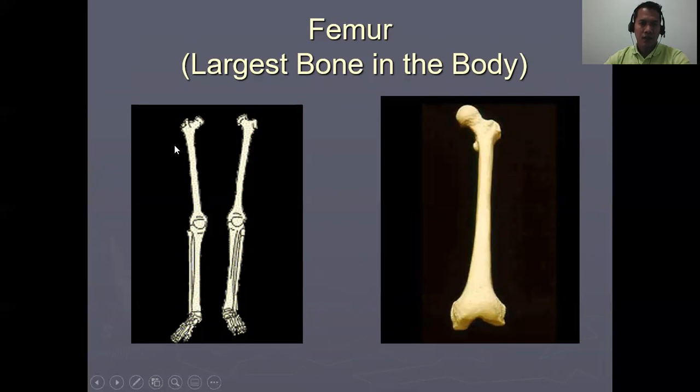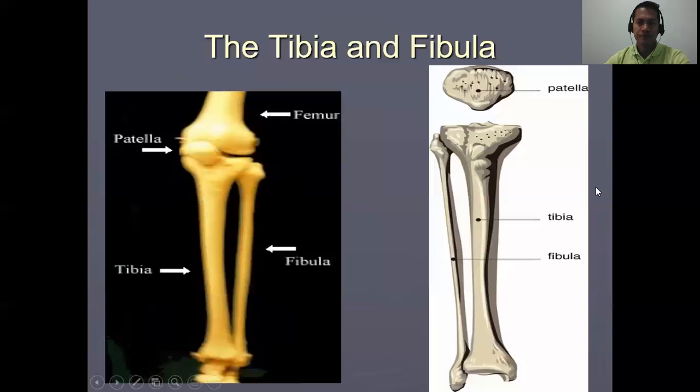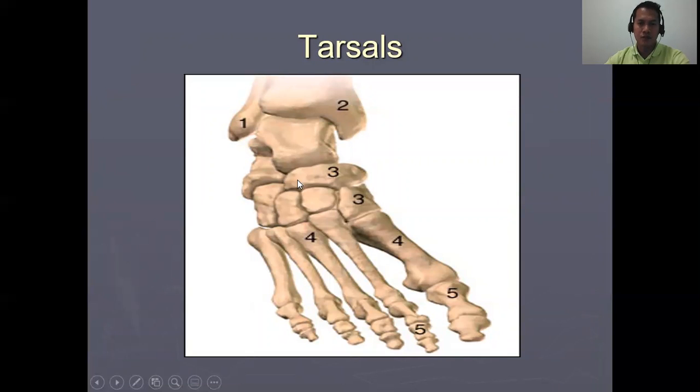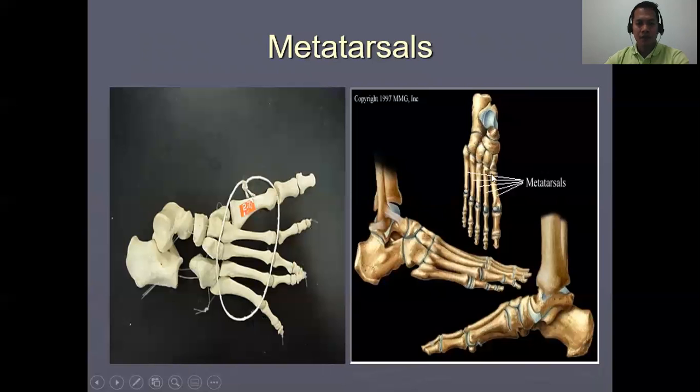These are the femur bones, or the largest bone in our body. The tibia and fibula, or the leg bones. So the tibia is a bit thicker than the fibula. And these are the tarsal bones. The metatarsals are this in this picture, and this in this picture.